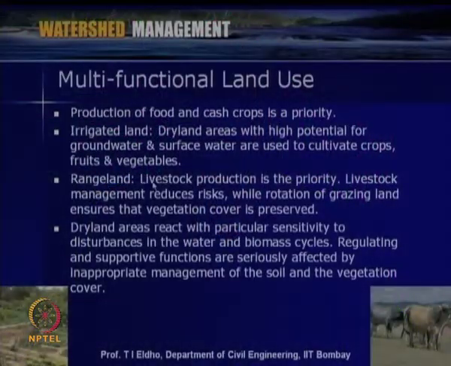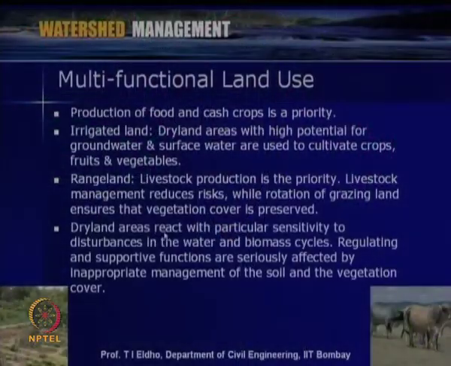Now if you consider range land, here livestock production is the priority. Livestock management reduces risk while rotation of grazing land ensures that vegetation cover is preserved. Range land is where we cannot utilize much of the area for agricultural purposes, so we can use it for livestock production. For sustainable land management, we have to implement the rotation of grazing so that grass will be regenerated. Then dryland areas react with a particular sensitivity to disturbances in the water and biomass cycles.